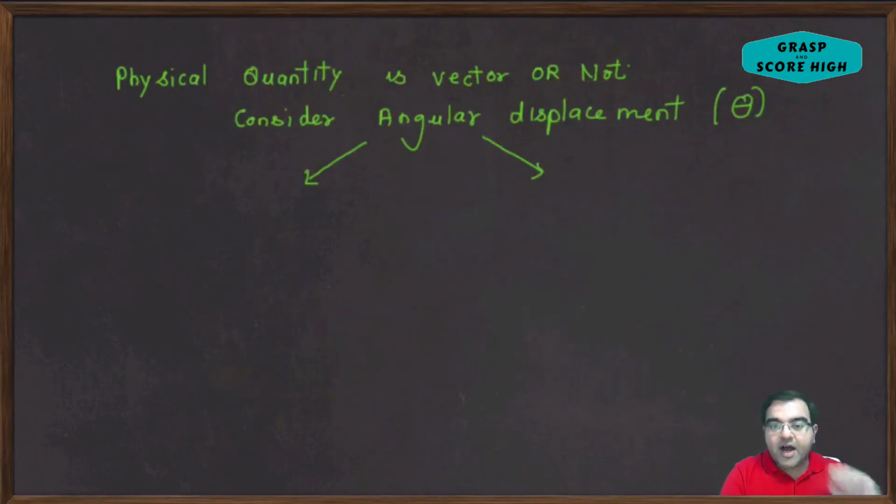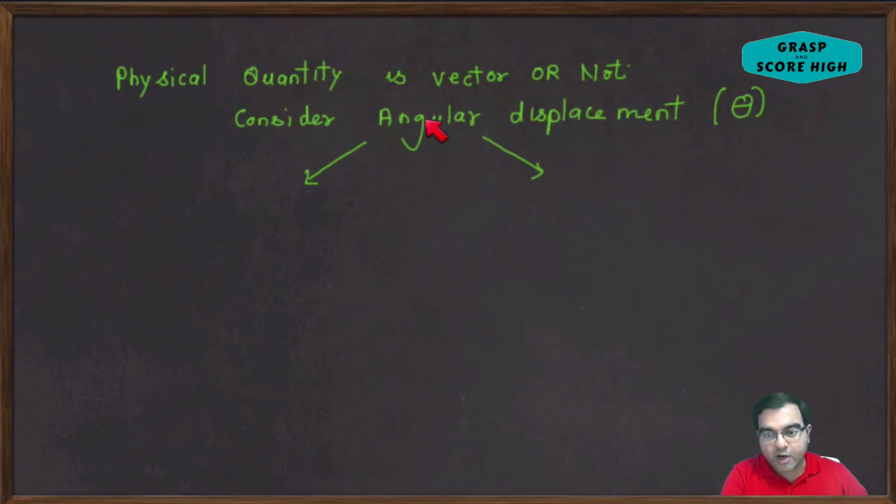Now, is every physical quantity a vector or not? If I want to check whether a physical quantity is a vector, I generally say it should have magnitude, unit, and direction. But that is not always right. These three things are not sufficient to conclude that the physical quantity is a vector. So today I'm going to teach you how to decide whether a physical quantity is a vector or not.